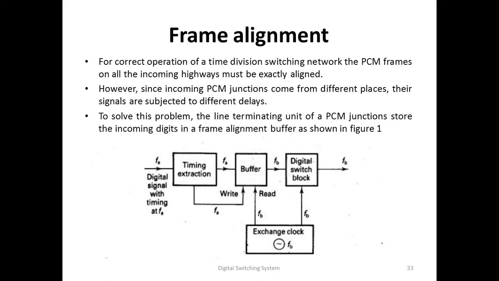In the frame alignment buffer, the incoming frames are filled in according to the phase difference between the frequency of the incoming digital signal and the frequency of the exchange clock, and it will match the misalignment.